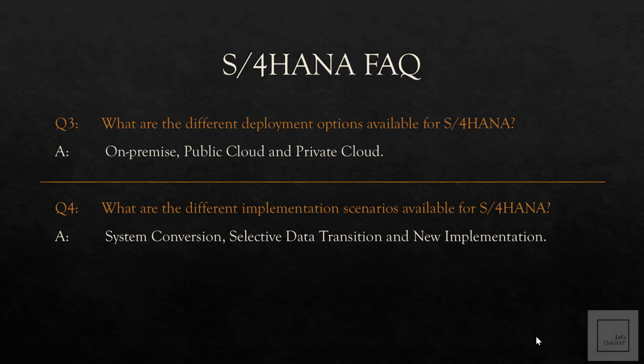Fourth question, what are the different implementation scenarios available for S/4HANA? Implementation scenarios are nothing but a way of implementing an S/4HANA solution. So there are three different ways through which an S/4HANA solution can be implemented. They are called system conversion, selective data transition, and new implementation.